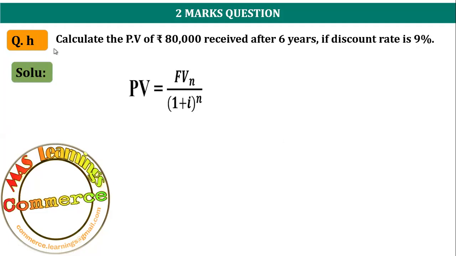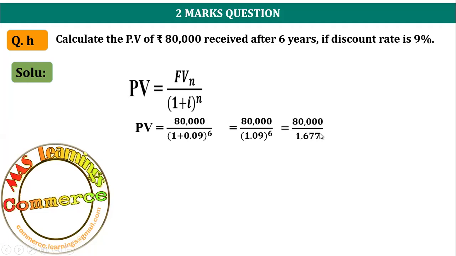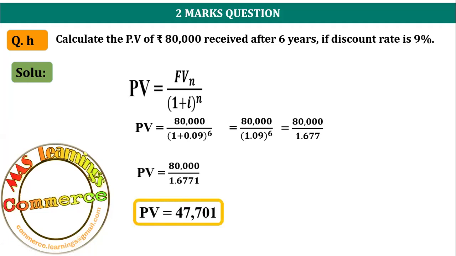For this, the formula is future value divided by (1 plus i) to the power of n. Future value means how much amount you are going to receive after 6 years. 80,000 divided by (1 plus i), that is 0.09, to the power of 6, meaning after 6 years. If you simplify, we will get 80,000 by 1.677. The answer is 47,701. That is, the present value is 47,701, which is equal to the same amount that will become 80,000 after 6 years if the discount rate is 9%.